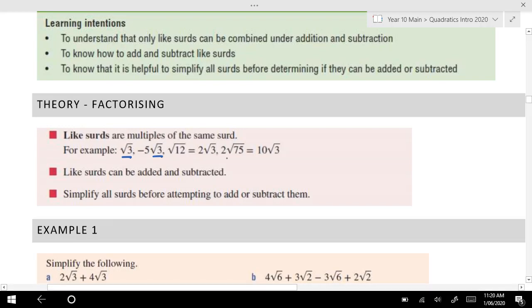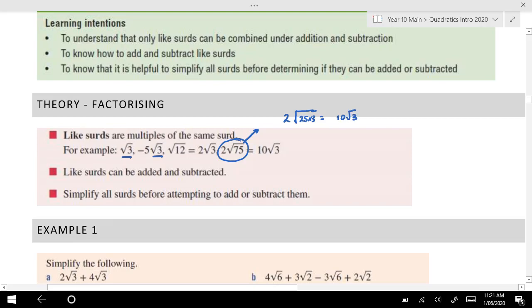Okay, so if we have these, I can simplify this root 75 to a like surd because I can get that into root 3. Well, how can I do that? First of all, if I had 2 root 75, that's the same as 25 times 3. And of course the square root of 25 is 5. That comes out the front. 2 times 5 is 10. There you go, 10 root 3.